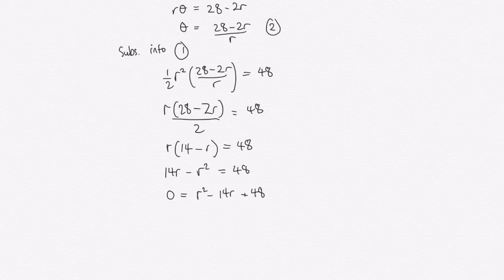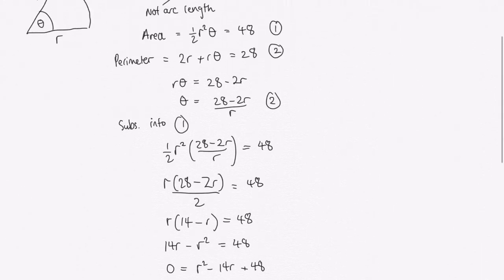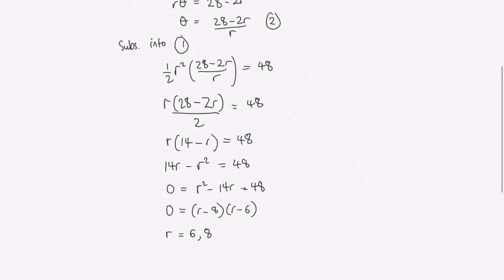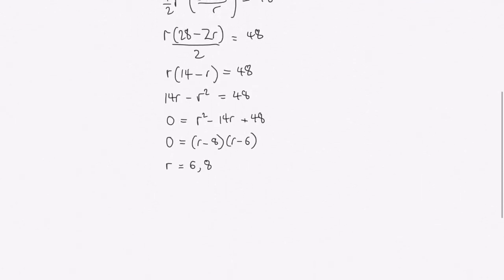And if we look carefully, this does factorise, so we have 0 equals r minus 8 times r minus 6. So our two possible values of r are 6 and 8. And be a bit careful, because it asks you to make sure you put the smaller one in first, so you need to put those in the order 6 and 8. That is all you need to do to complete the question, but given we have simultaneous equations, we might as well verify we've got them correct.